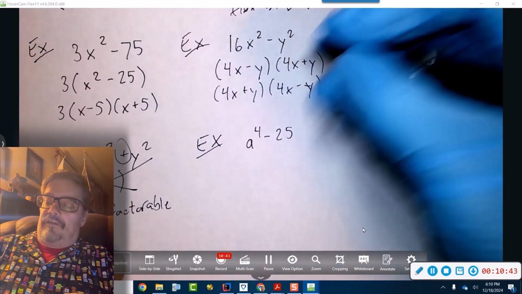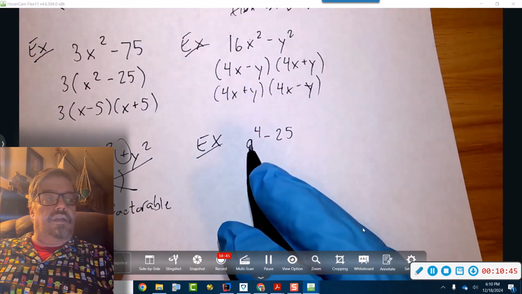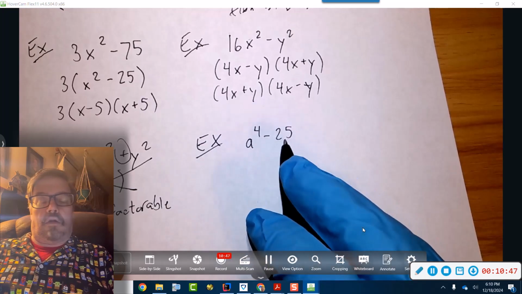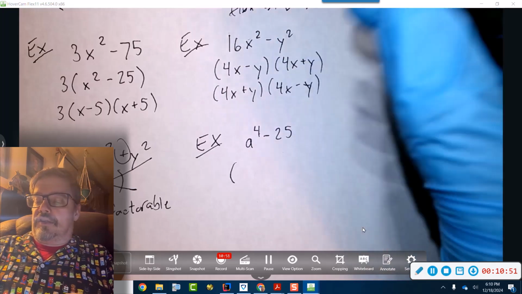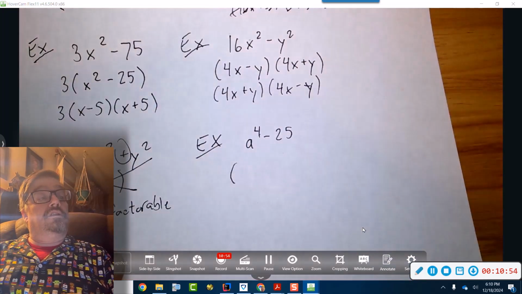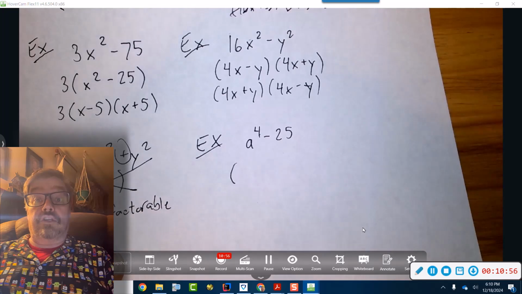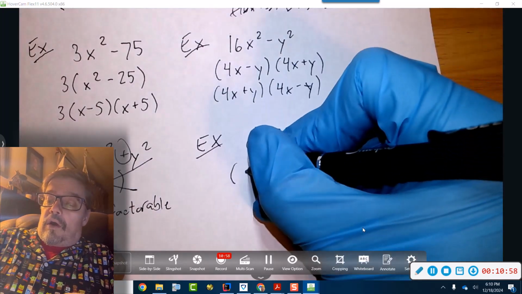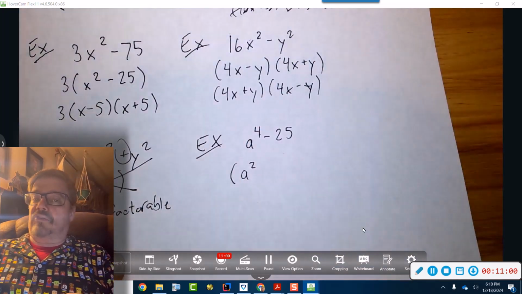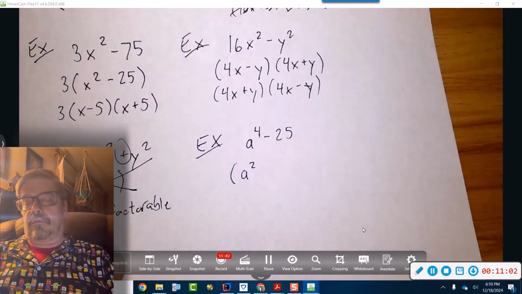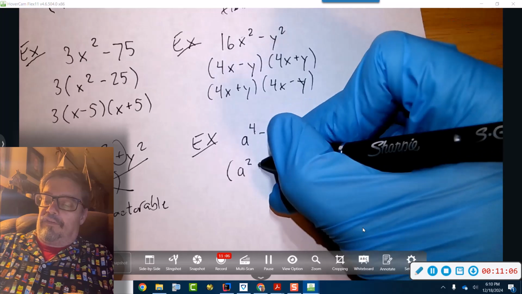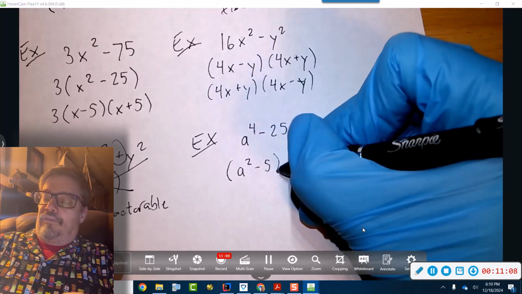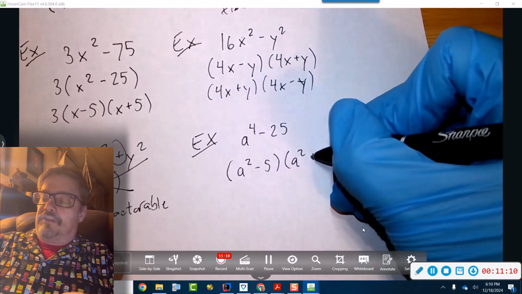Just ask yourself, what is being squared here? The answer to this one is to think about the degree and just divide it by 2. So a squared is what's being squared to get a to the 4th. Then we look at this guy. His square root is 5. So a squared minus 5, and then a squared plus 5.